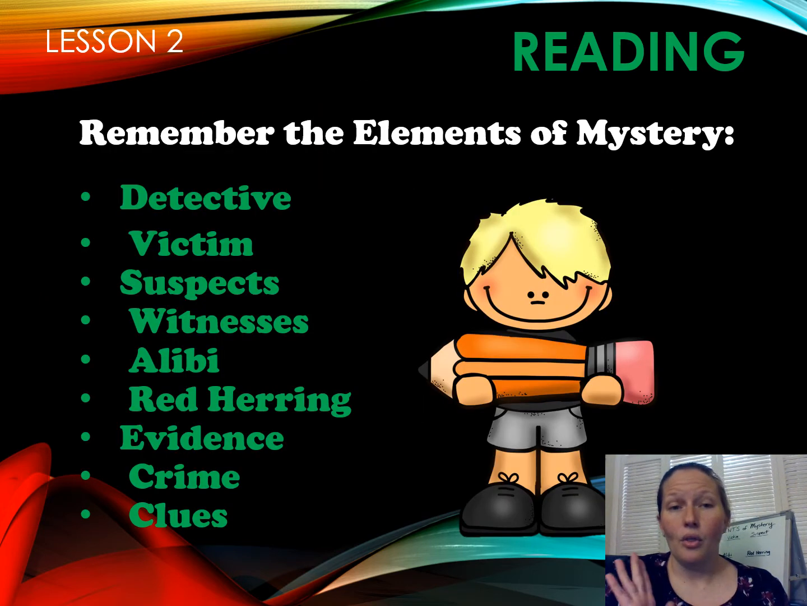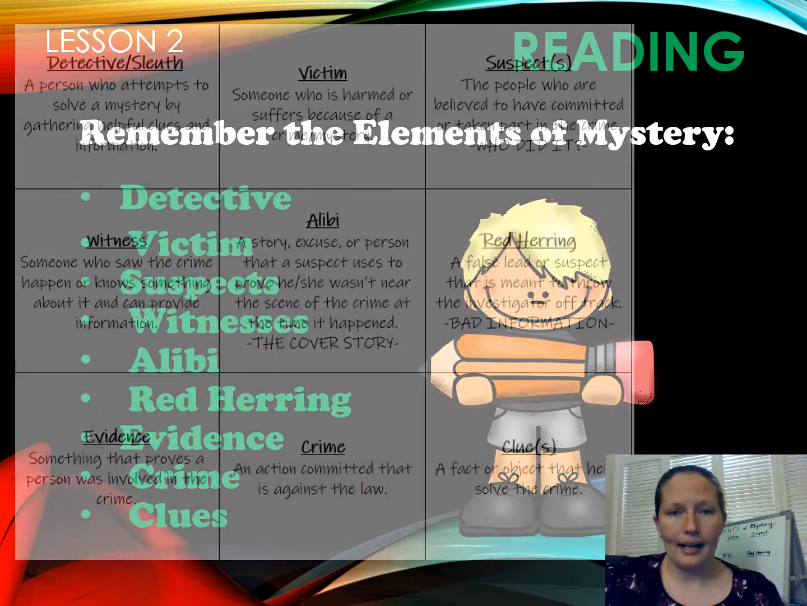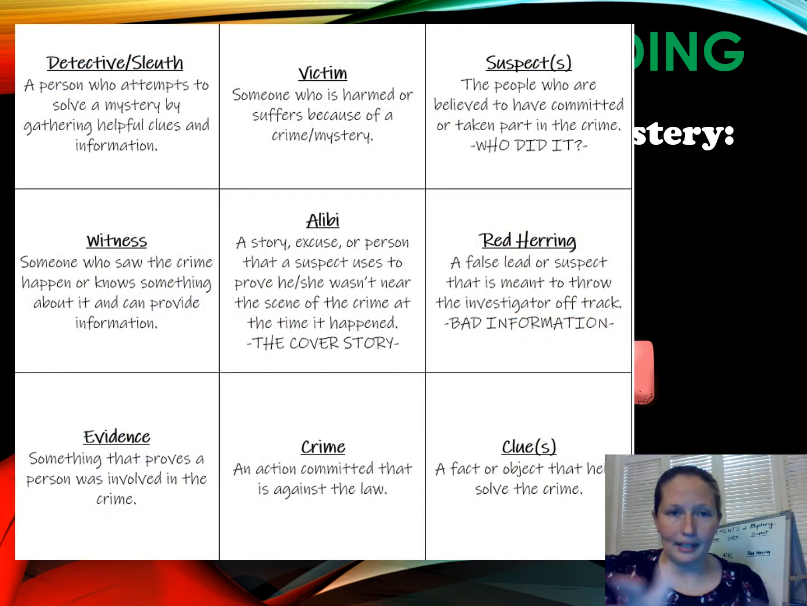The thing you're going to be filling out is the elements of mystery. Here's a list to help you remember: detective, victim, suspects, witnesses, alibi, red herring, evidence, crime, and clues. Those are the elements that we're going to be discussing today. To help you out, I wrote down little examples here. This is also on our website under files if you need an actual document in front of you.